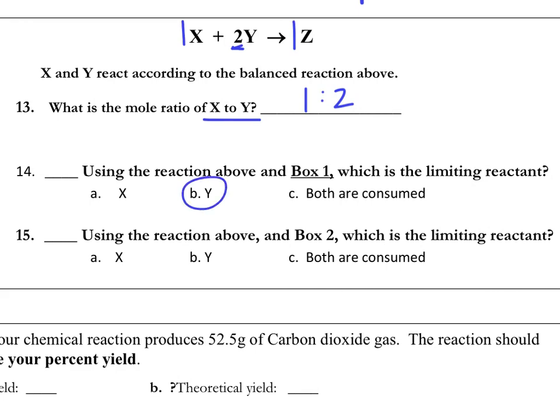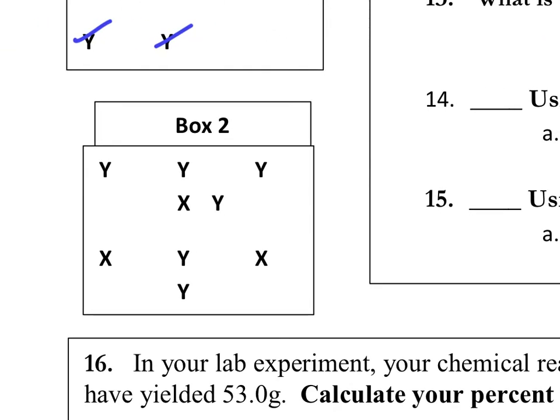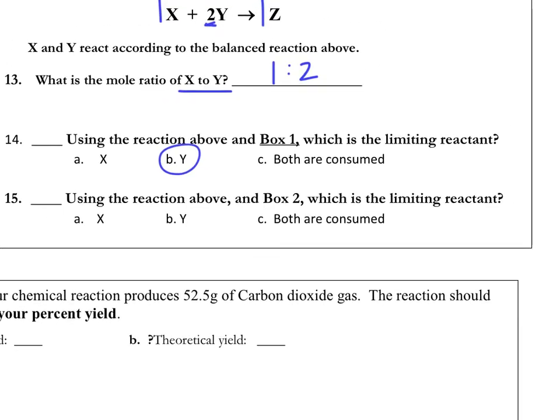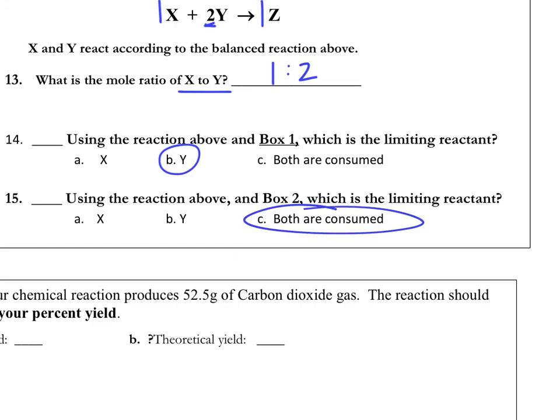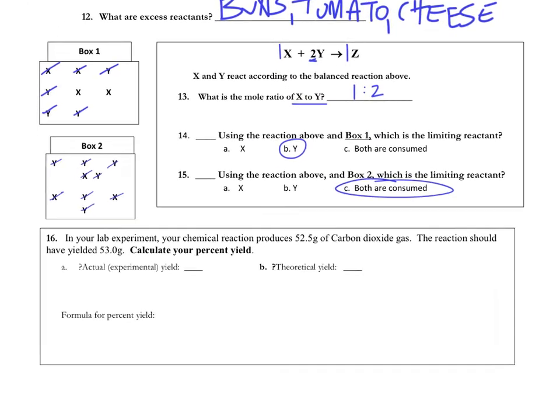Let's try the same thing in box 2. So again, for every 1 X, I cross out 2 Y's. So here's 1 X and 2 Y's. 1 X, 2 Y's. 1 X, 2 Y's. So I don't have any more X's, I don't have any more Y's. So in this case, they were both consumed equally.